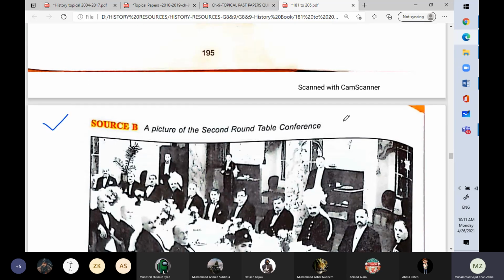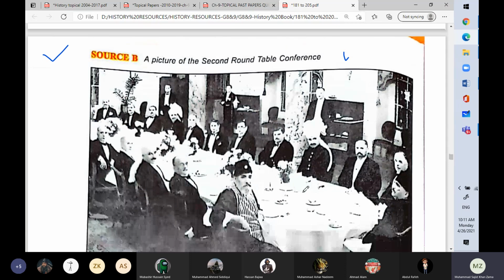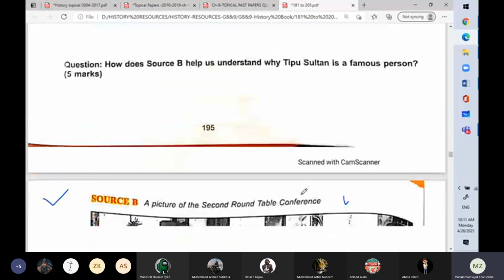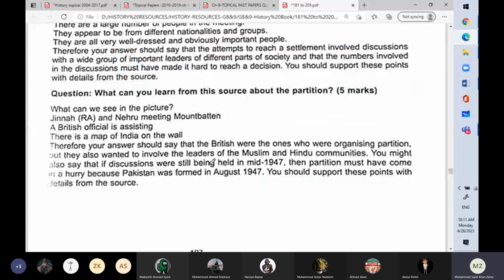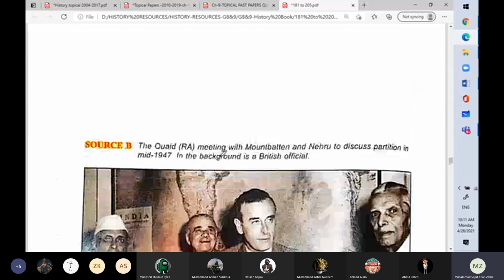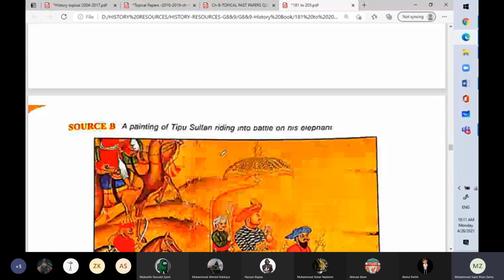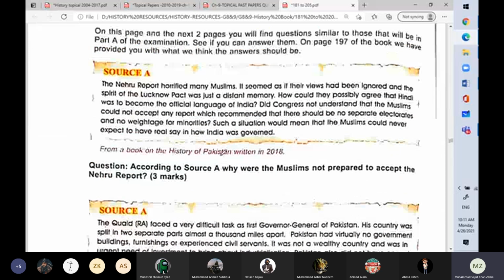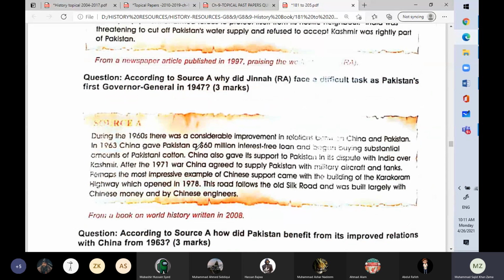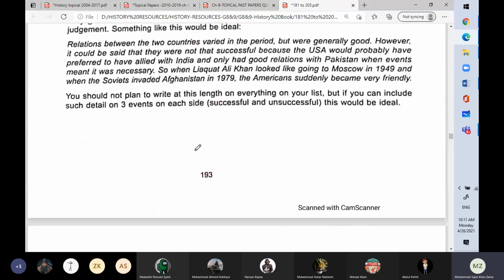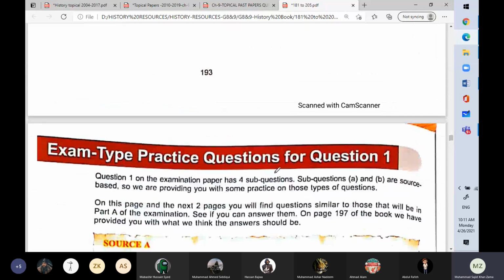A picture of the roundtable conferences. So this is another source from the roundtable conferences. The source is here and its answer is given in the following pages. So go through this source, which is important, and see other sources related to you. So go to the end of the book. These are pages starting with 191, 192. Is it clear?